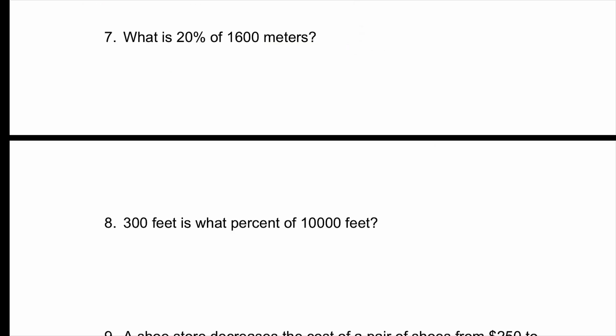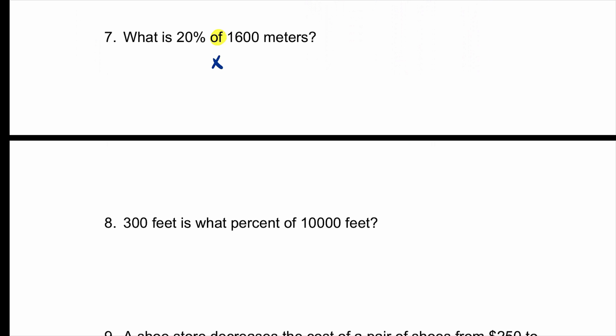Okay, question number 7. What is 20% of 1,600 meters? So it's not all of it. It's not 100%. It's only 20% of the 1,600. So the final answer should be smaller, less than 1,600. This word right here, of, is quite important. That usually means times.